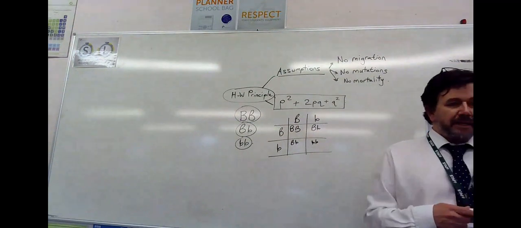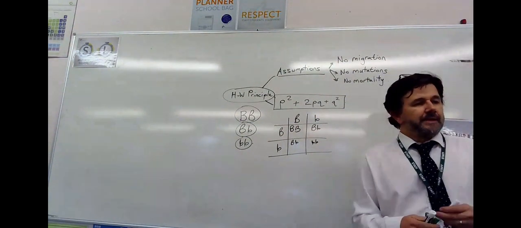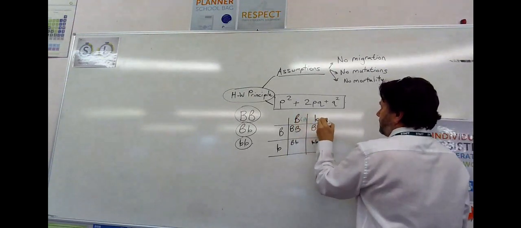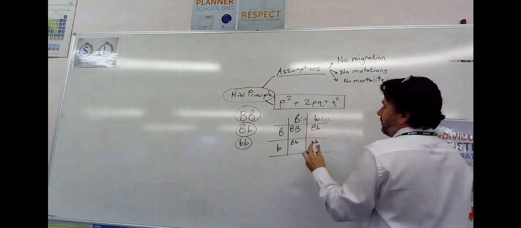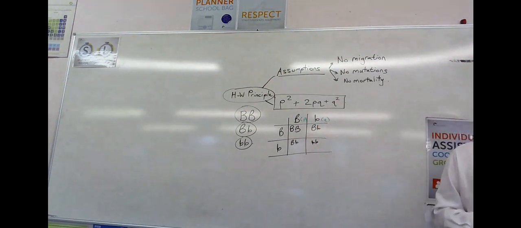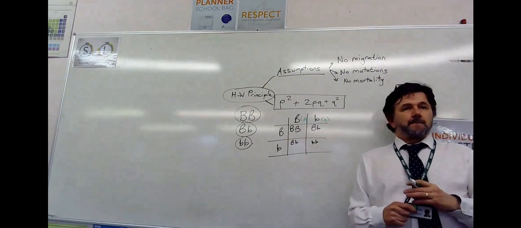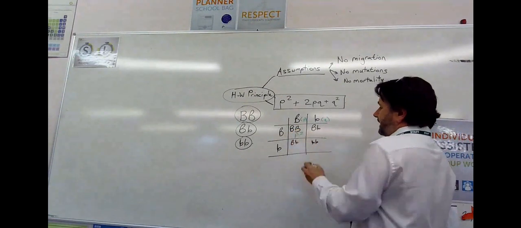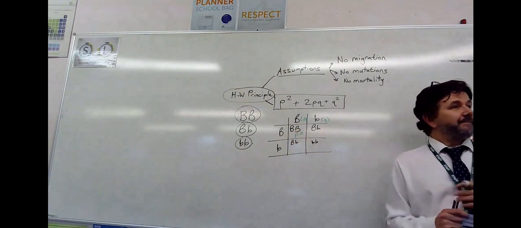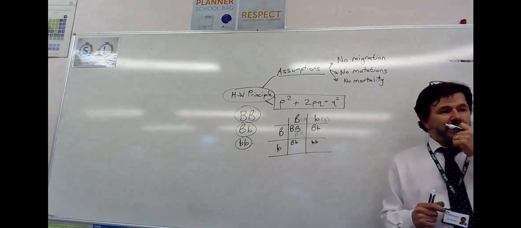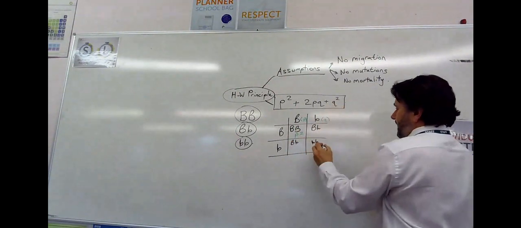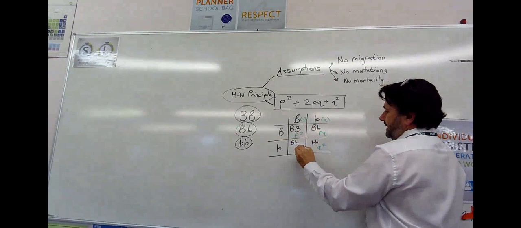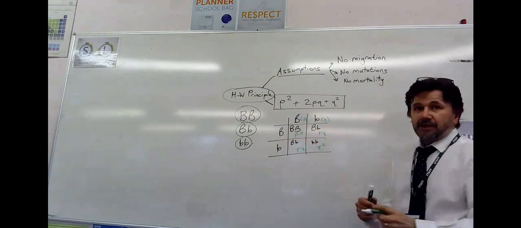So how does that relate to the equation? Well, big B is going to be p. Little b is q. So big B, big B, what would that be in the equation? P squared. Well done. So that's p squared. Little b, little b is q squared. And that is going to be pq, and that is pq. So 2pq.